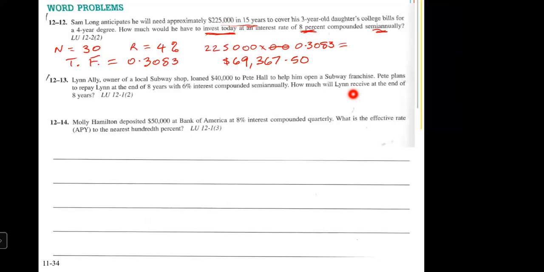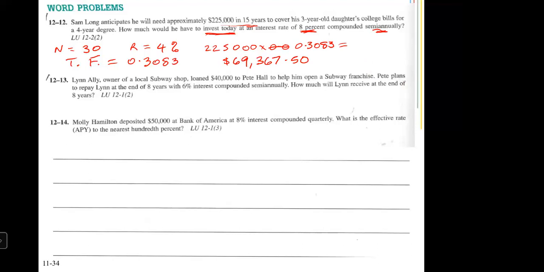All right. So if they invest 69,367.50 today, and they get 8% compounded semi-annually, it will grow to that $225,000 in 15 years. Okay, so that is for the first question.